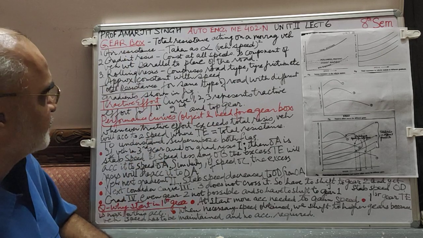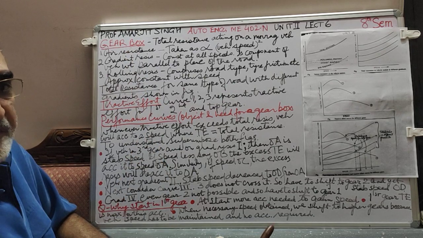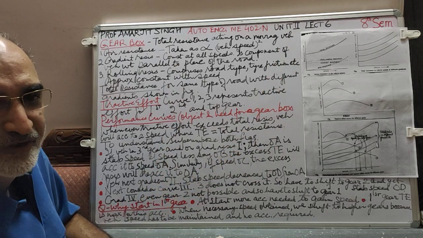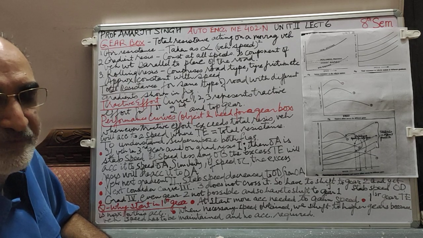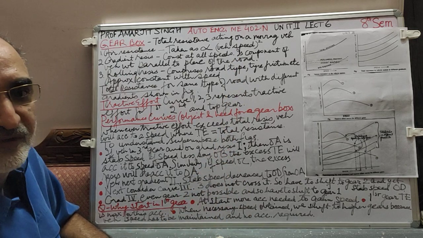Second is the gradient resistance. What is gradient resistance? Gradient means the slope. Now to understand this, you should also imagine that you are from Chandigarh, you are traveling towards Shimla. Keep that always in mind and you will have a better understanding of today's lecture.